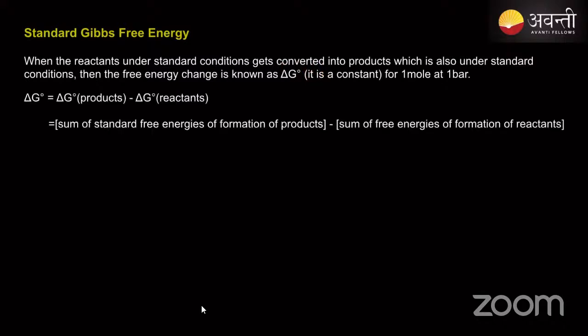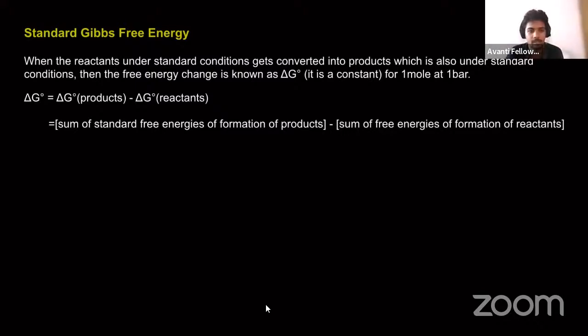What we write as delta G naught of a reaction is delta G naught of products minus delta G naught of reactants. If n products and n reactants are there, it is the sum of standard free energies of formation of products minus the sum of standard free energies of formation of reactants. Here, not only free energies, but standard free energies.